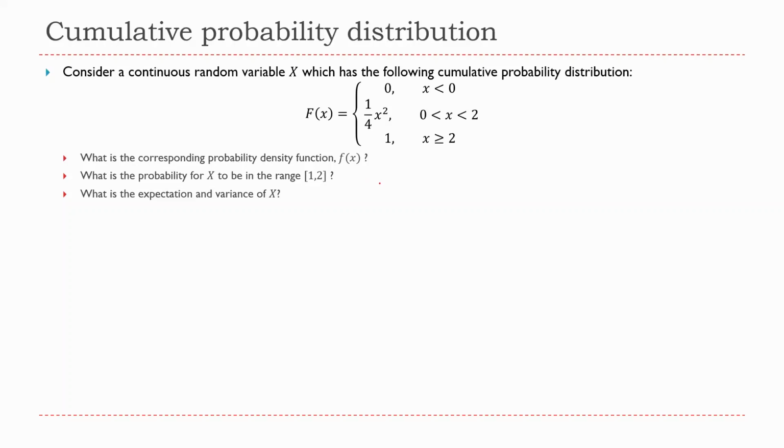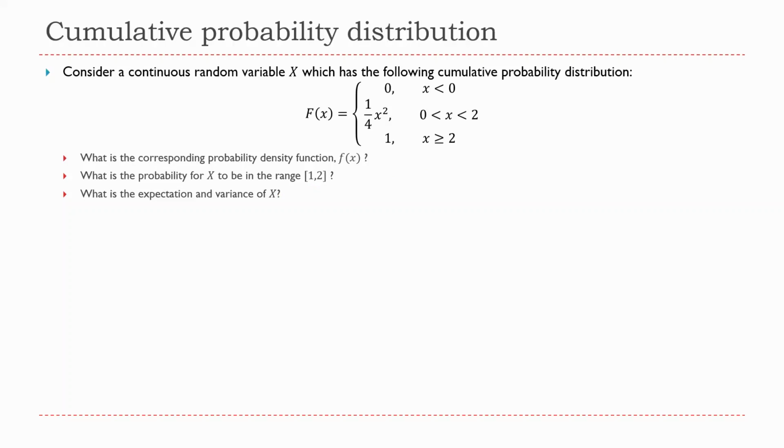In this problem, we're given the cumulative probability distribution, and we're asked to work out what is the corresponding probability density function, and we're also asked to calculate the probability for this random variable to take on a value between 1 and 2. What is the expectation and variance of this random variable? So let's do this one at a time.